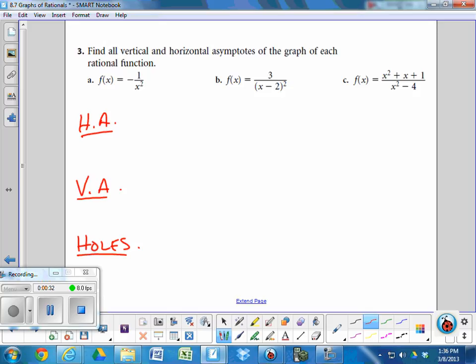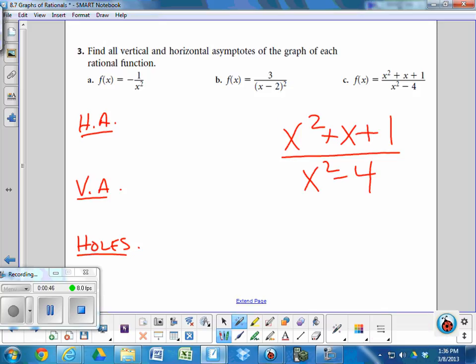So for C, x squared plus x plus 1 over x squared minus 4, is that top-heavy, bottom-heavy, or balanced? It's balanced. So you look at the numbers in front of x squared, the highest degree, and you divide them. What's 1 divided by 1? 1. So the horizontal asymptote is at y equals 1. Now you can totally forget about top-heavy, bottom-heavy, balanced. Doesn't come into play for the rest of the problem.